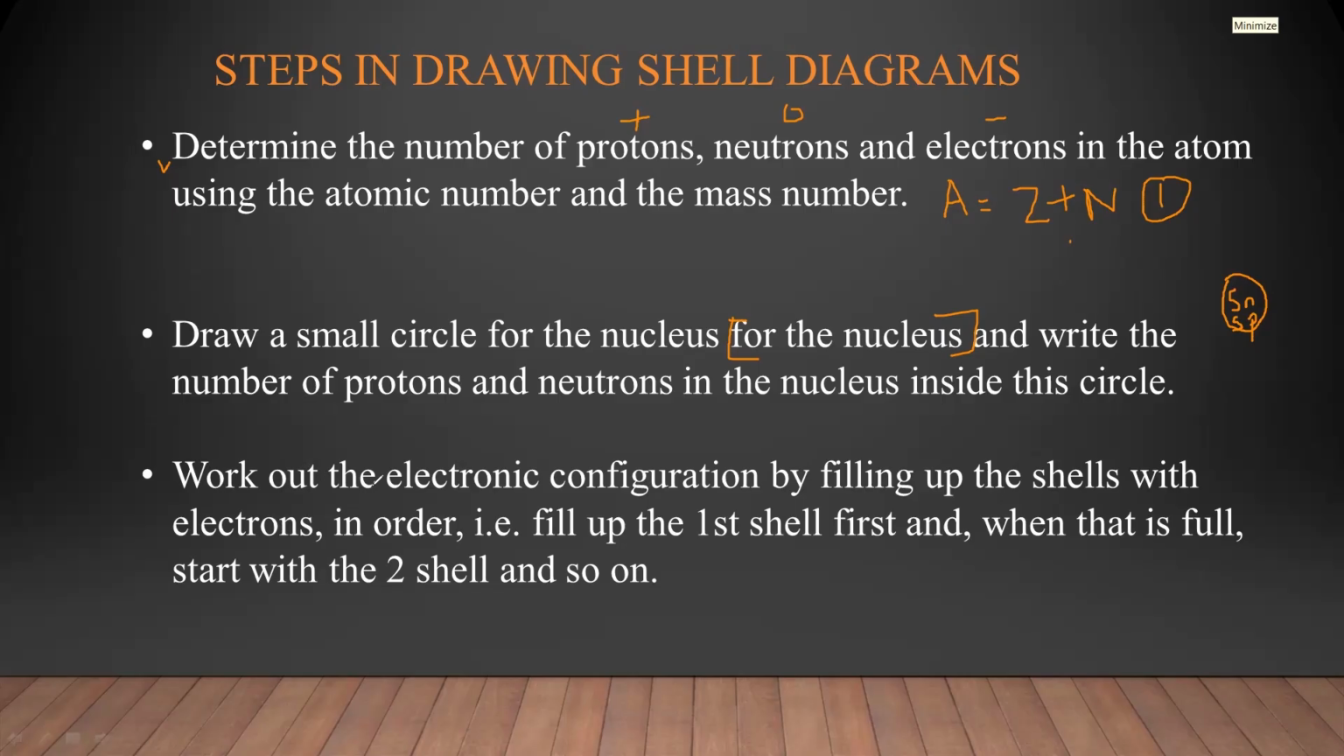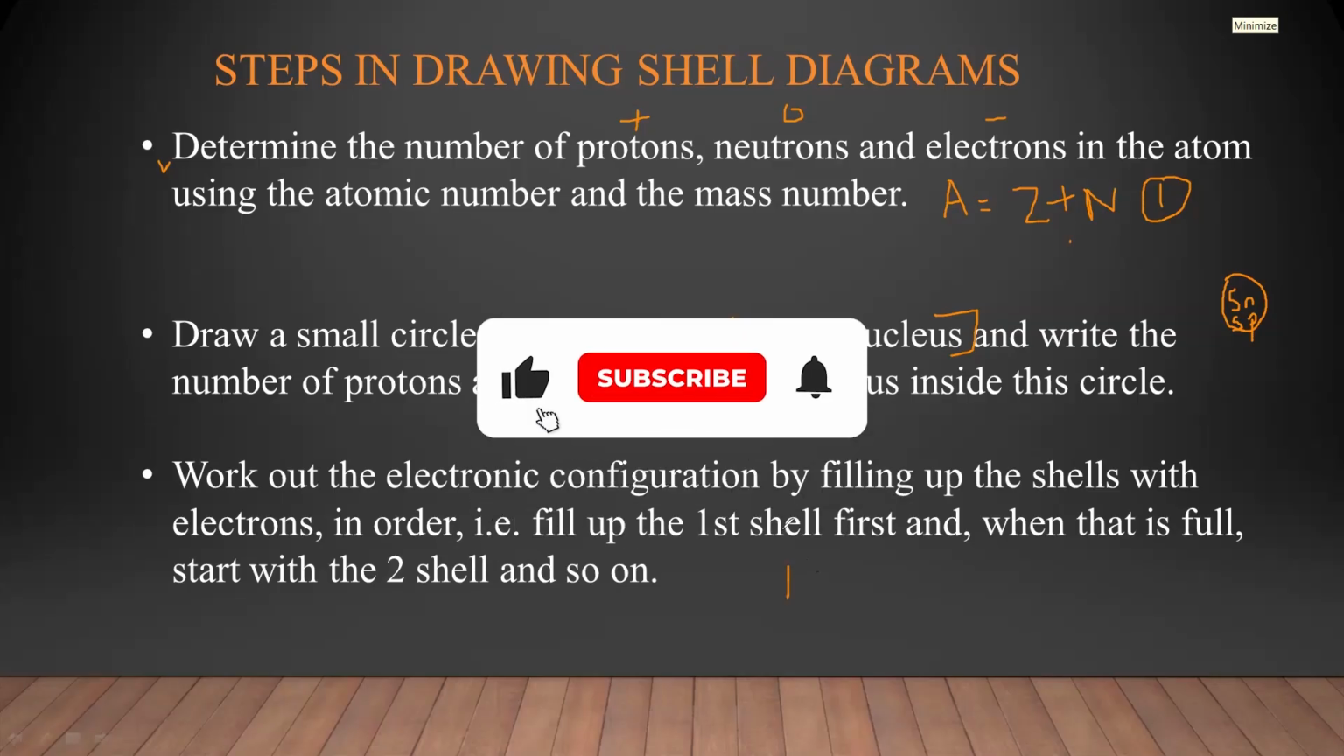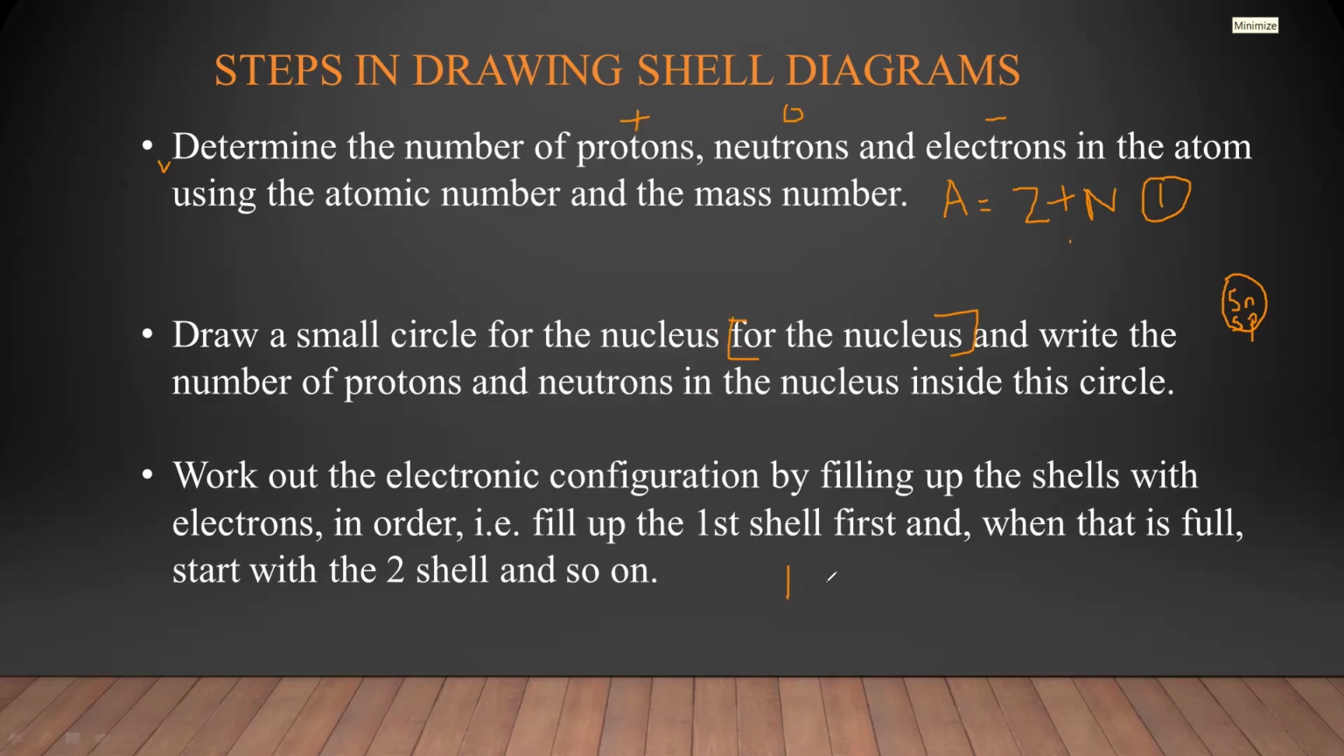Then you work out the electronic configuration by filling up the shells with electrons in order. I'm going to explain; you don't need to worry about this. The idea is that you have to ensure each shell is filled before you move on. Remember, the first shell can hold a maximum of 2, the second shell 8, the third shell 8, and the fourth shell 8 as well.